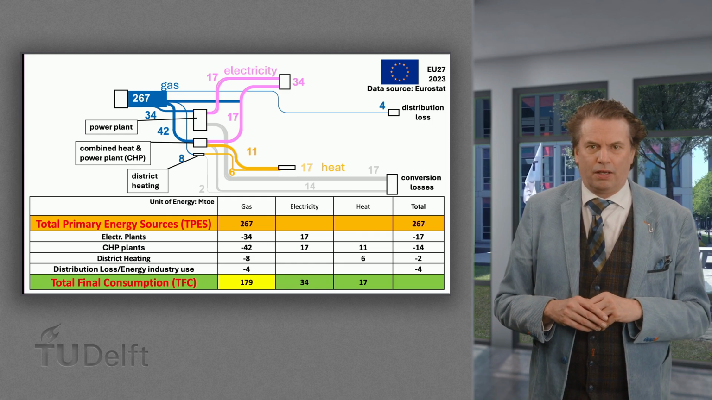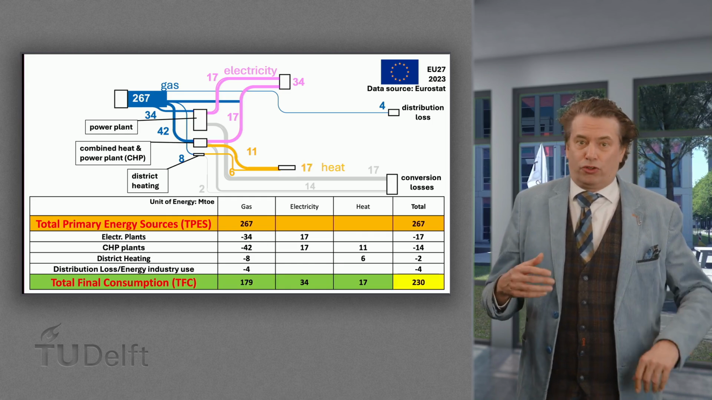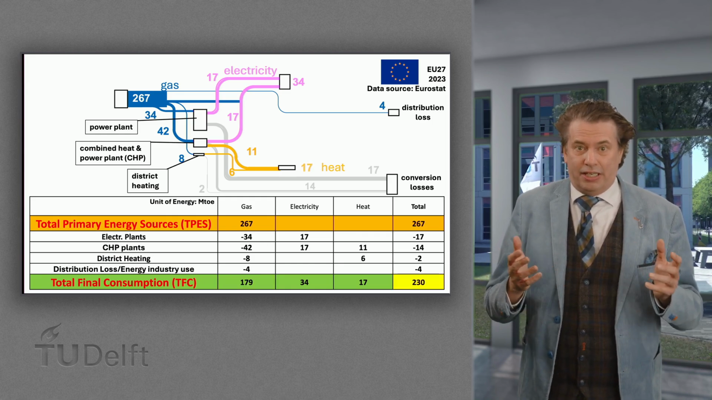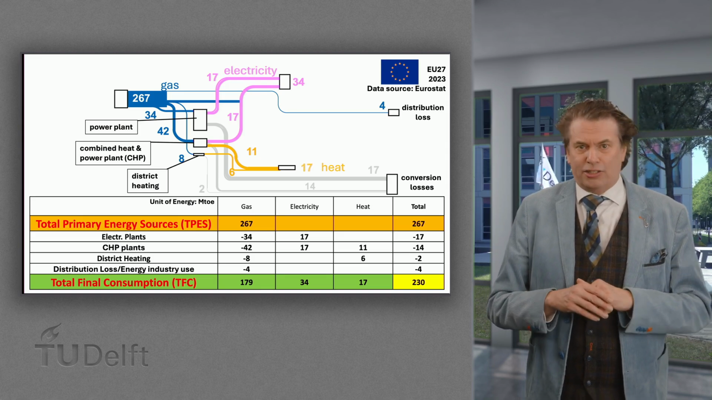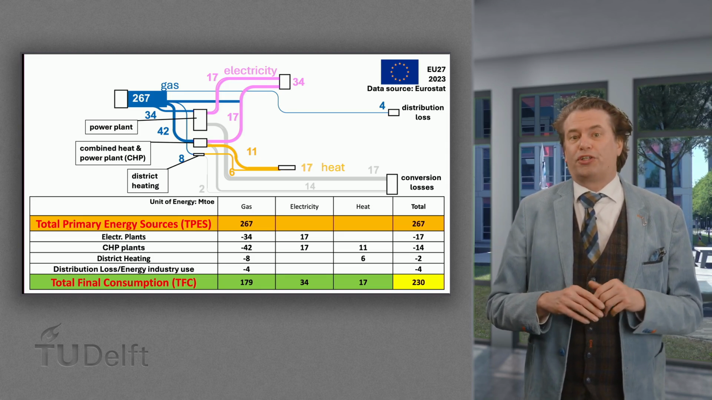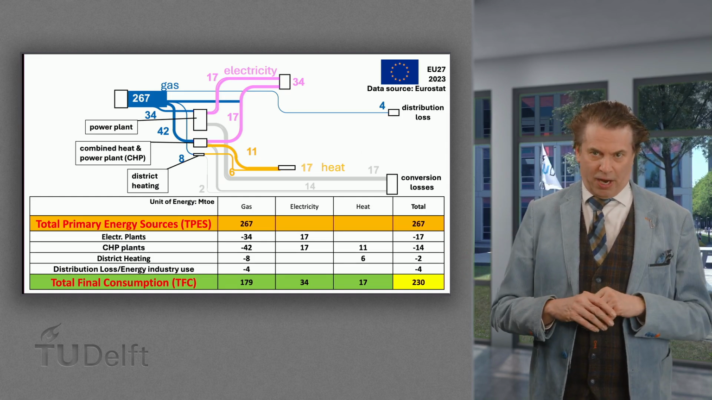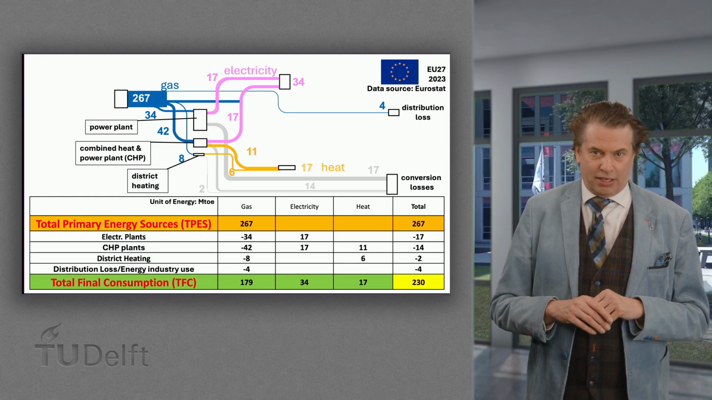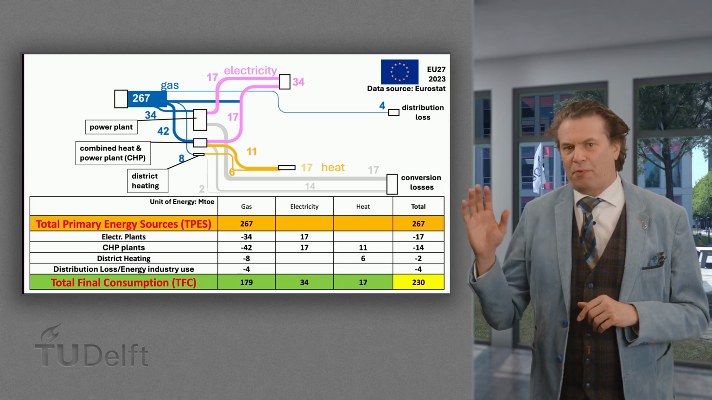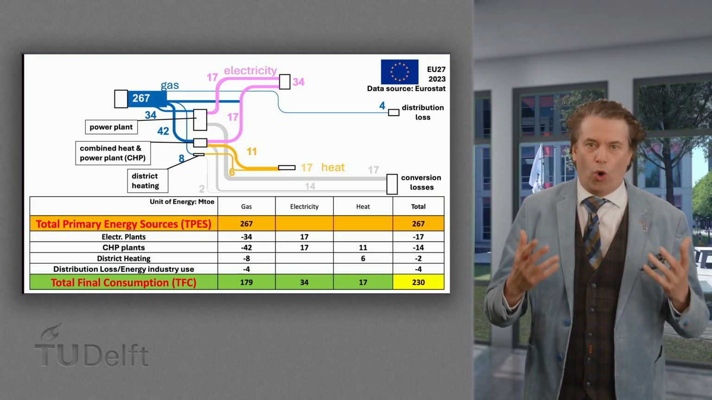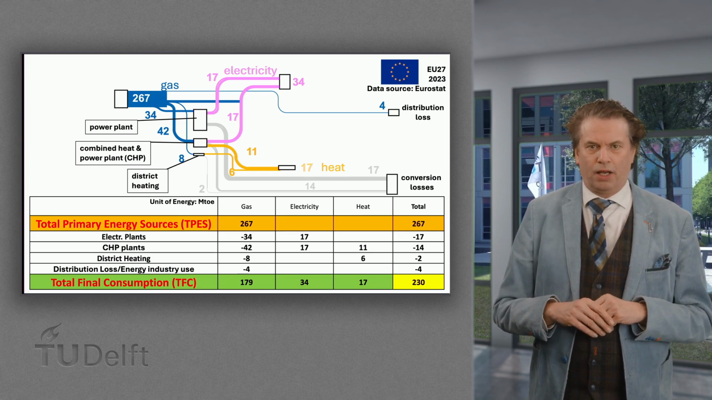The total final consumption, gas, electricity and heat, this row highlighted in green, is coming from and or converted out of the original total primary energy in the form of gas, which is 230 megatons oil equivalent. It is the total primary energy source minus all losses.